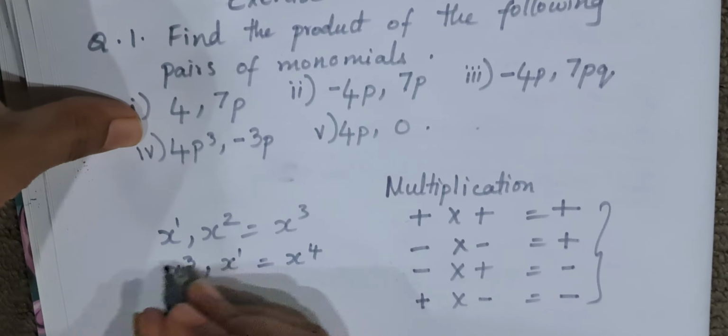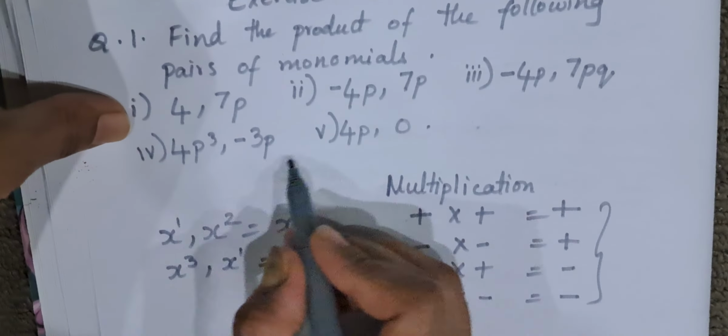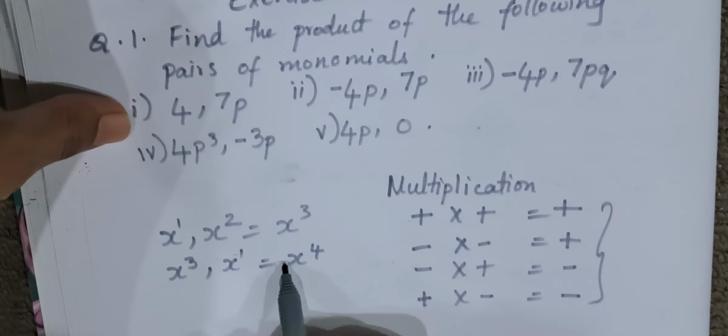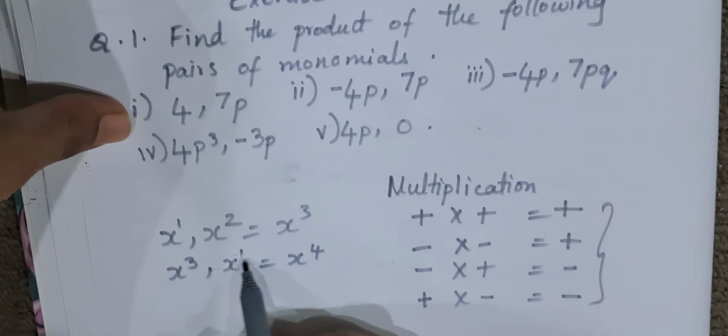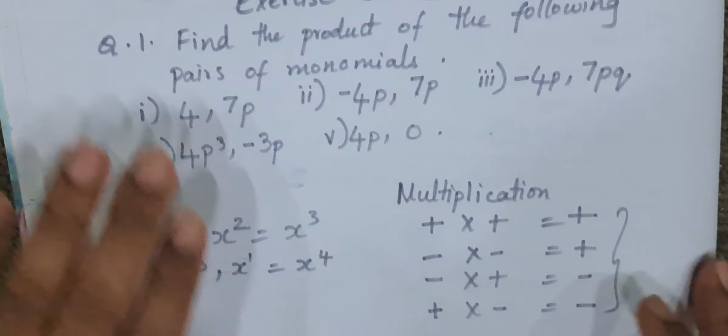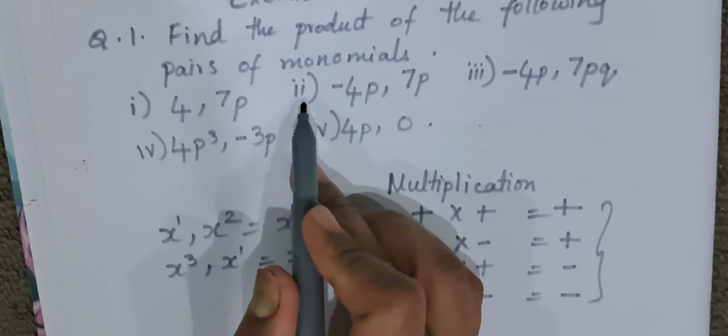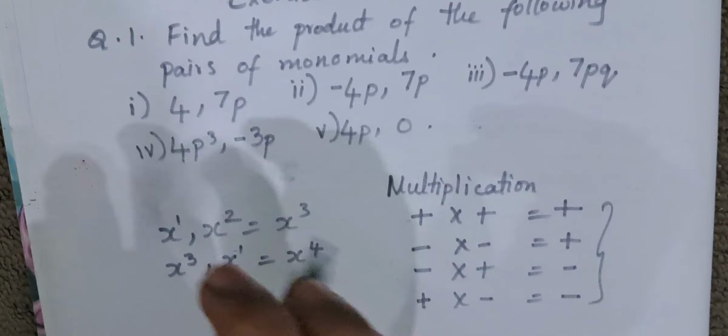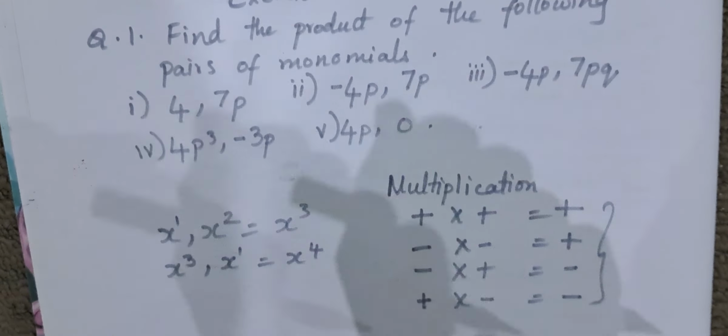Okay. Similarly, for all the variables, we have to add the powers when they are multiplied. Now, it's very simple multiplication. Find the product of the following pairs of monomials. We have to multiply the given pairs here.